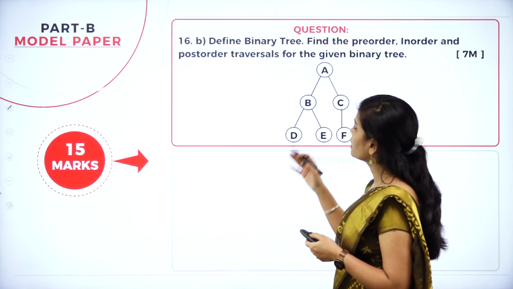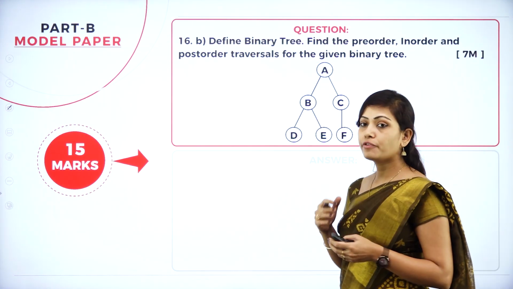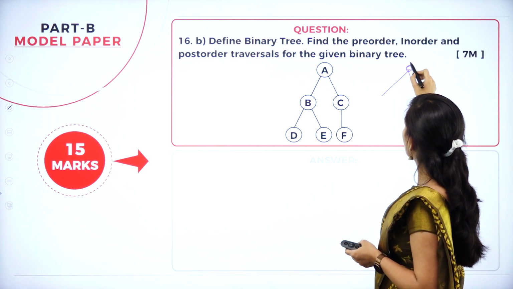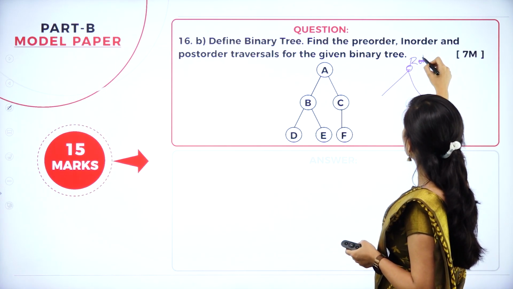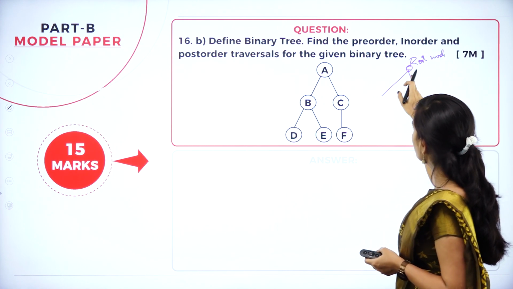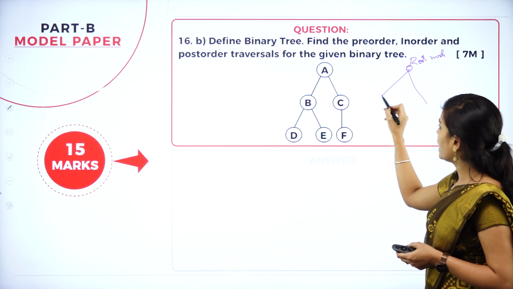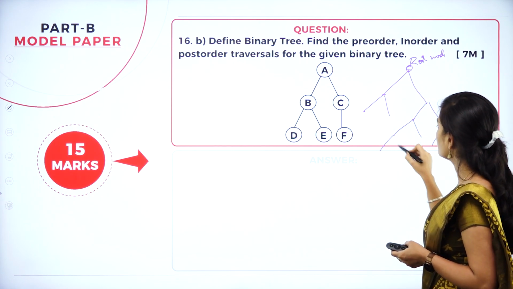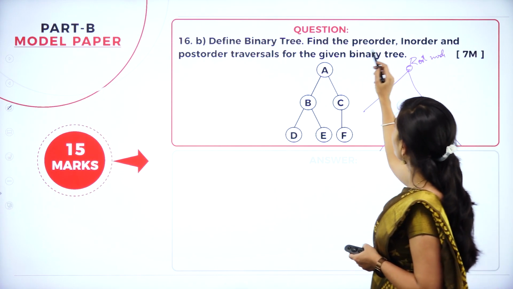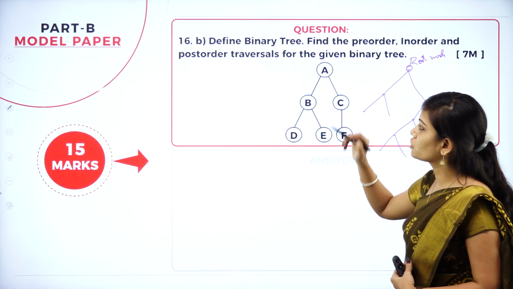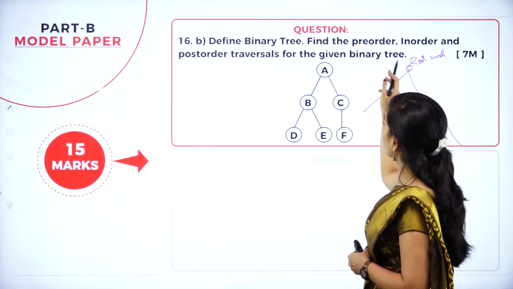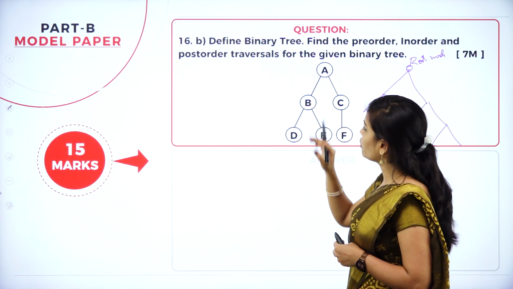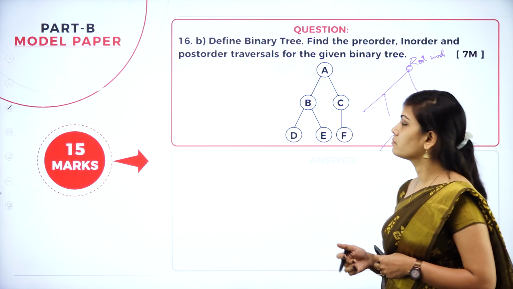And the next question is, define binary tree. If a tree contains 2 divisions, for example here I have a root node. So is this a binary tree? Yes, it contains 2 divisions. And is this a binary tree? Yes, it is a binary tree. And find the pre-order, in-order and post-order traversals for the given binary tree. So here you have a binary tree. You have to find the pre-order, post-order and in-order.